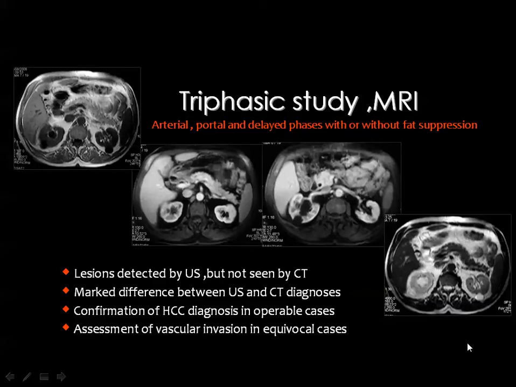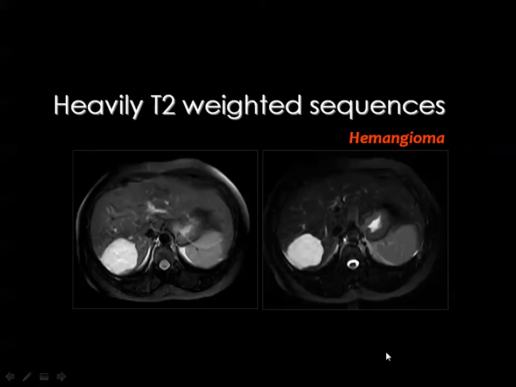Of course, you should have the triphasic study whenever you are dealing with hepatic pathology, as mentioned in the CT scan. Then these are the values of MRI whenever you are examining the abdomen. One of these values is the heavily T2 weighted sequences, which are beneficial for the diagnosis of hemangioma, as I will explain in detail in the lecture of hepatic imaging.